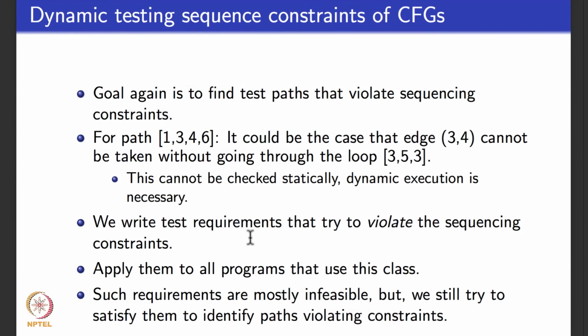So the other thing that we do in dynamic testing, as I told you, is to write test requirements that violate the sequencing constraint and apply these test requirements to all the programs that use the methods from this class. Typically, for large programs, it's actually quite difficult to write the TRs for each of these sequencing constraints and to be able to get test paths. And it's usually undecidable, but we won't really worry about proving which are the programs for which it is decidable or undecidable. The idea is to be able to understand how it is done.